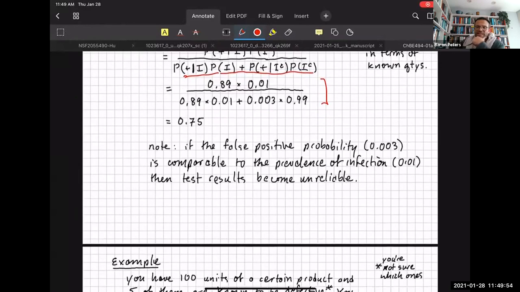Well, it has to do with the relative sizes of this false positive rate and the prevalence of the infection. When these two things are comparably small, then even a very reliable test can be unreliable in practice. And that's something that you can understand through Bayes' theorem.